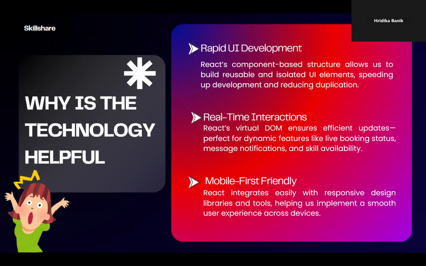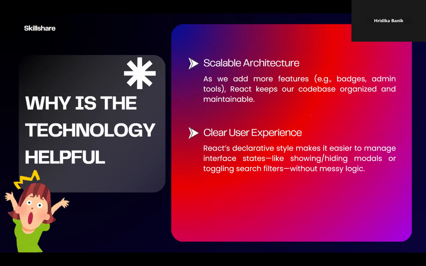Finally, we prioritize a mobile-first experience. React works well with responsive design tools and libraries, making it easy to create a clean and accessible UI across all devices. This was essential for us since we want users to access Skillshare seamlessly, whether they're on a laptop or a phone. React can also help with scalability since it is built to handle that. Its component-based architecture allows us to keep our code modular and organized. So whether we're adding new features like admin dashboards, skill badges, or enhanced filtering tools, we can do so without rewriting or disrupting the existing code base. This makes our development process more efficient and our platform easier to maintain in the long run.